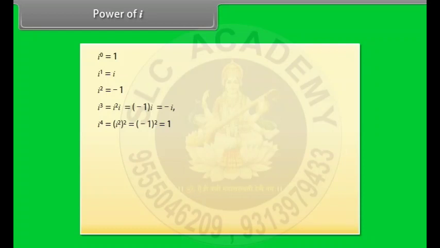Similarly, iota raised to power 4 is equal to square of iota square, which is minus 1 square, which is equal to 1. Iota raised to power 5 is equal to square of iota square into iota, which is minus 1 square into iota, which is equal to iota.